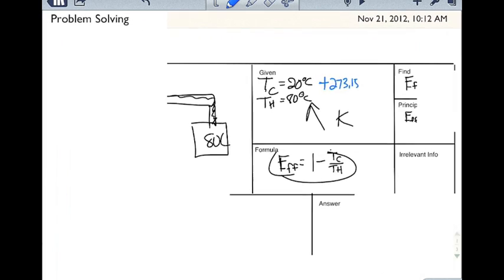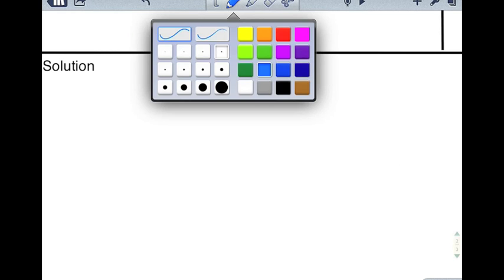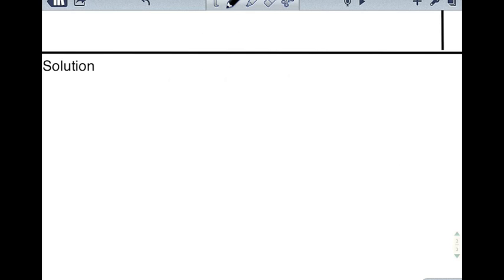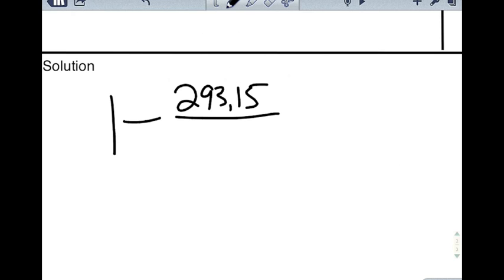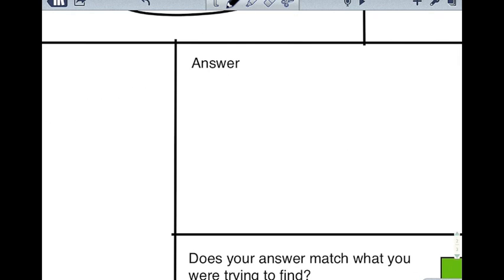Now that we've converted our values, my solution is just going to be 1 minus 293.15 divided by 353.15. Take those, subtract them, and then multiply by 100, and that will give you your percentage efficiency. When you do that, you get roughly 17% efficiency. It's actually something like 16.99% efficiency, but it's roughly 17.